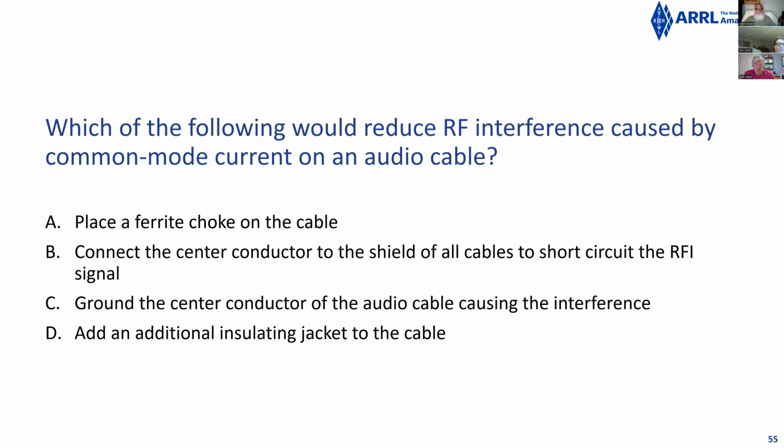Which of the following would reduce RF interference caused by common mode current on an audio cable? In other words, RF getting onto the shield of the cable. A, place a ferrite choke on the cable. B, connect the center conductor to the shield of all cables to short circuit the RFI signal. C, ground the center conductor. D, add an additional insulating jacket to the cable. Anyone? A. Ferrite, put a ferrite bead on each end. There you go. Yes, the answer is A. I see three of you at least got this one.